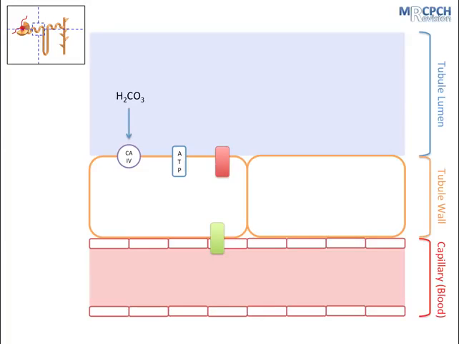On the luminal side of the tubular wall, the tubular cells have on their surface carbonic anhydrase 4. And when carbonic acid comes into contact with this, it's split up into water and carbon dioxide. That then joins up with carbonic anhydrase 2 inside the cell and dissociates back into protons and bicarbonate.